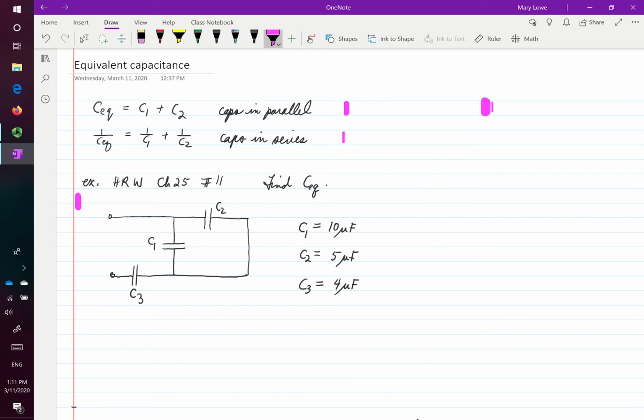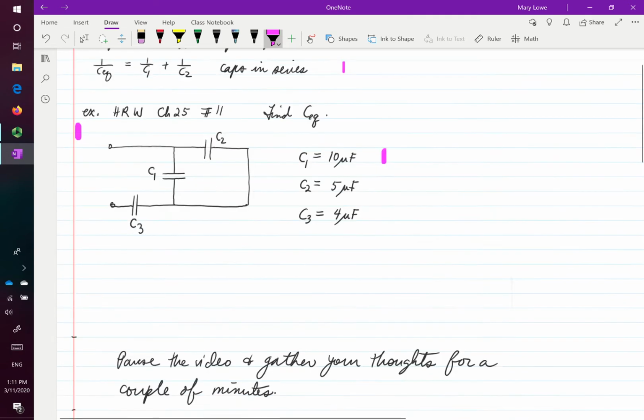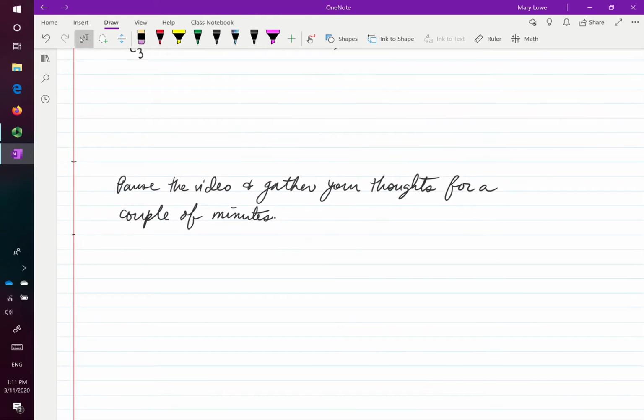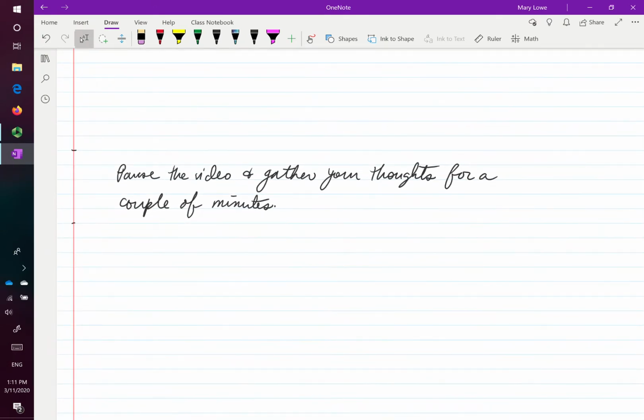On your paper, draw this circuit, and you see three capacitors. The values are shown here. What you want to do is calculate the equivalent capacitance. When you draw your picture, try to make all of your wires either horizontal or vertical. Draw your picture, and I recommend that at this stage you pause the video to gather your thoughts for a couple of minutes on how to find the equivalent capacitance.